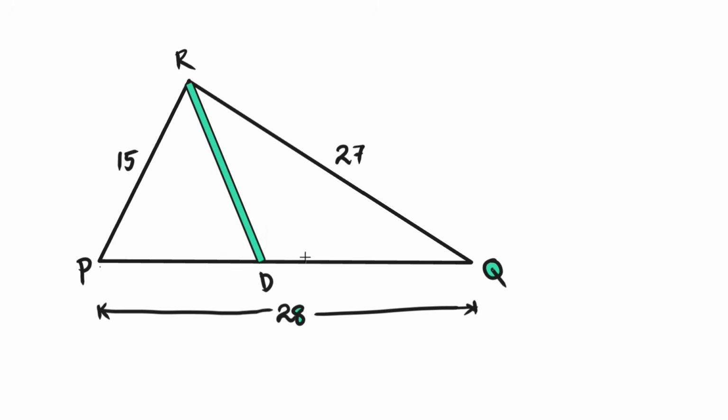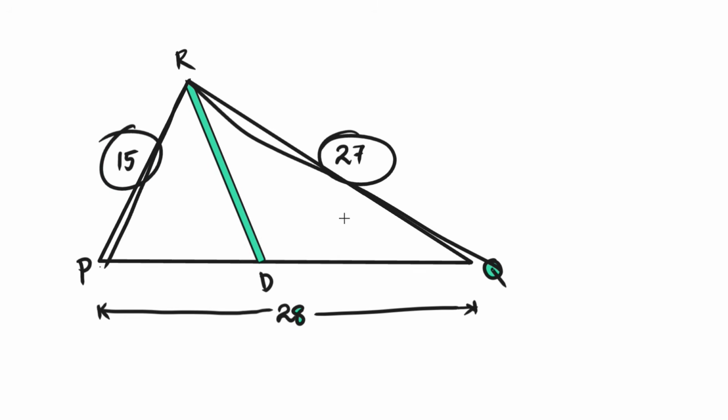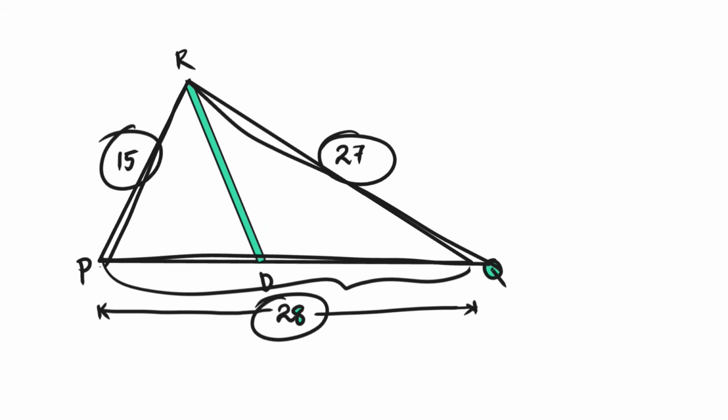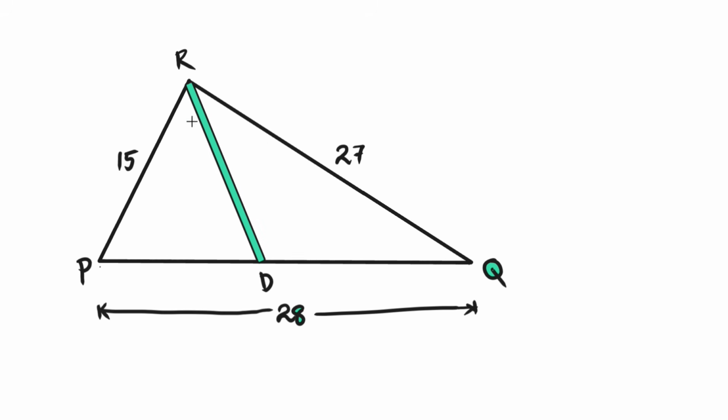We have triangle PQR, and RD is the angle bisector of angle PRQ, meeting the opposite side PQ at point D. We are given that PR is 15 units, QR is 27 units, and the entire base PQ is 28 units. Our goal is to find the length of RD. Let's start with the first method, using the angle bisector theorem.